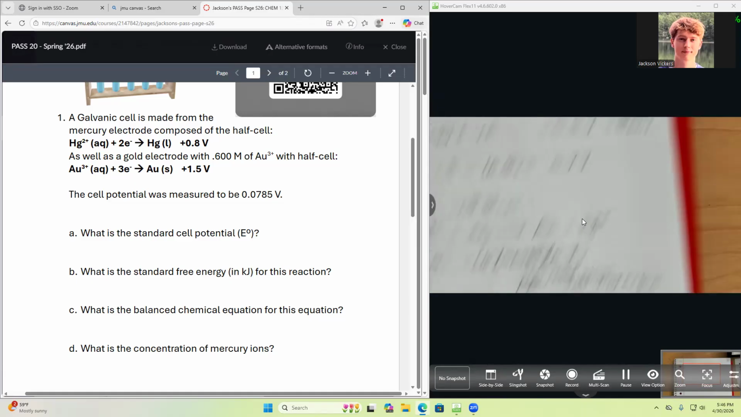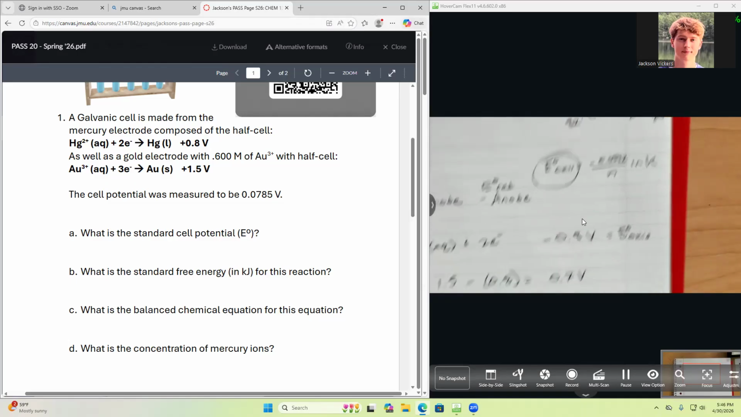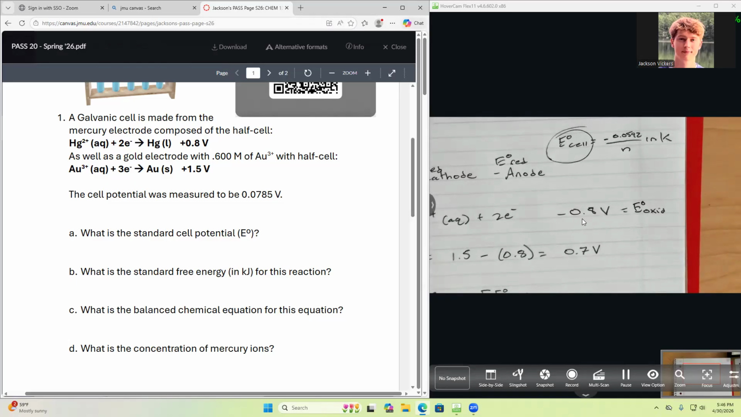You have the value 0.0257. What's the difference between that and 0.059? Did I do this wrong? I was doing all my homework, so E cell equals negative 0.0257 over n ln K, and I was getting all the right answers. I know that there is a formula to go from log to ln.